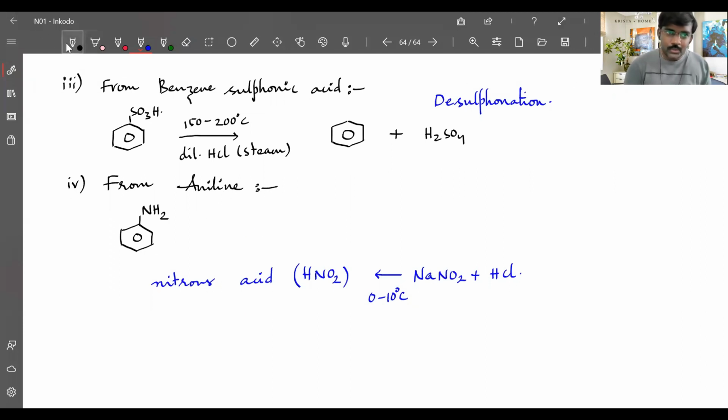Okay, so in this case I'm adding nitrous acid to it, and I'm going to maintain the same temperature throughout the process, 0 to 10 degrees Celsius. After adding nitrous acid, it will become benzene diazonium chloride, N2Cl. This is called benzene diazonium chloride.